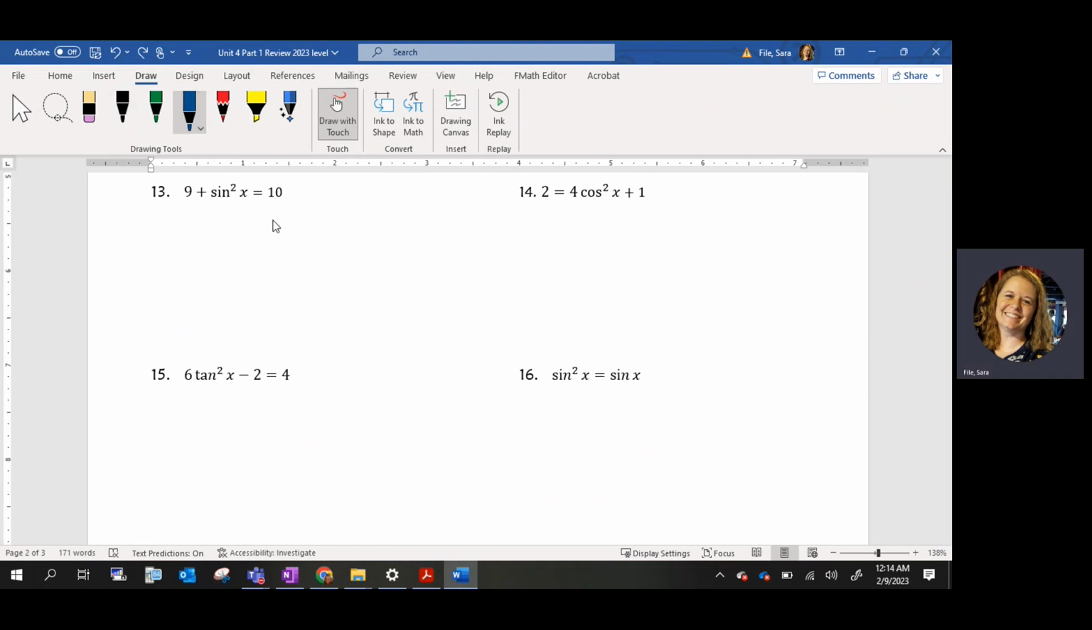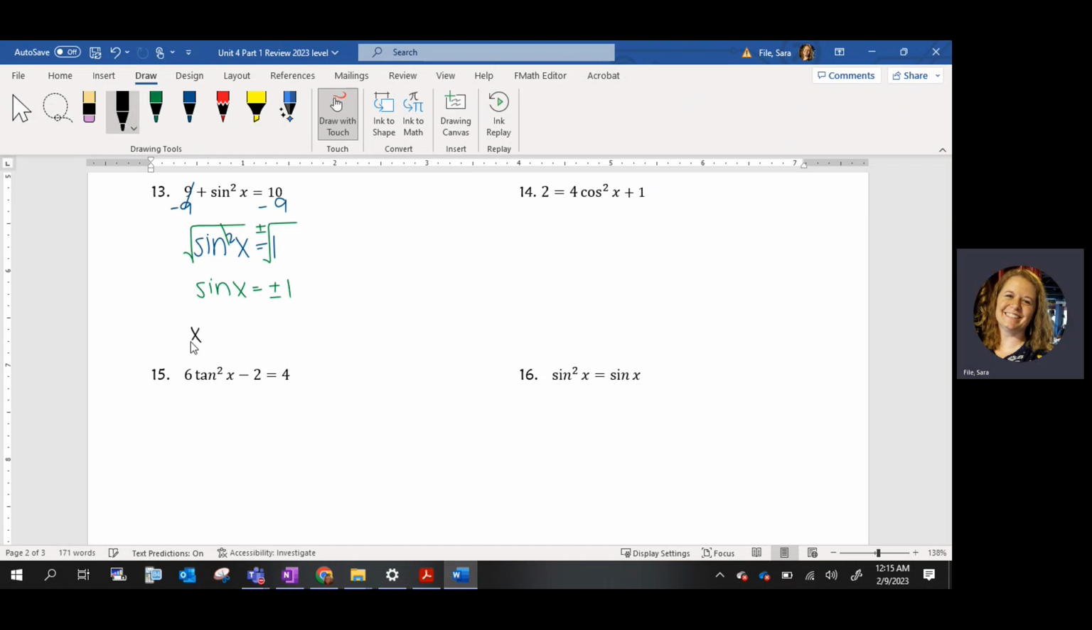So number 13, there's only one trig term, sine of x, and it's sine squared of x. I need to isolate that. So this one I'm going to be able to solve by doing that square root. So I need to subtract the 9 over first. That gives me 1. Then I need to take the square root, and I need to remember plus or minus in front. So that square and square root cancel each other out. So I've got sine of x equals positive or negative, and then the square root of 1 is just 1.